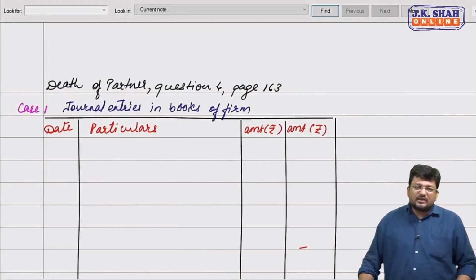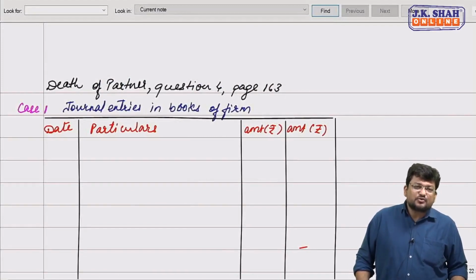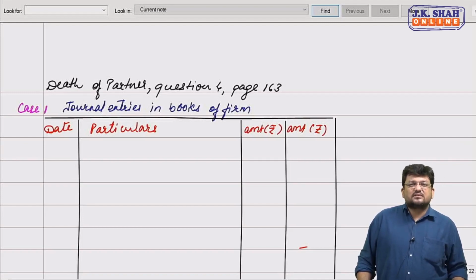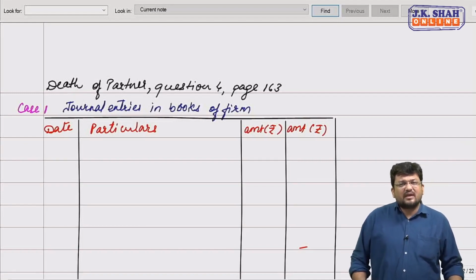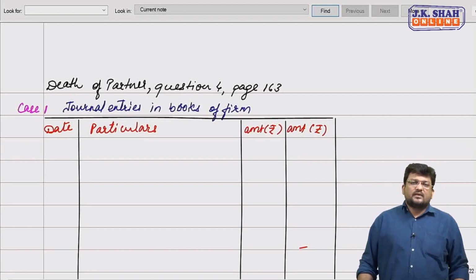Friends, we are now looking at question 4 in death of partner. Question 4. A, B and C are partners sharing profits and losses in the ratio 5:3:2. They took a joint life policy of 1 lakh. A dies and you are supposed to pass journal entries relating to joint life policy. First case, if premium paid earlier is treated as revenue expense. That means the premium they were paying every year, they were transferring to P&L account.